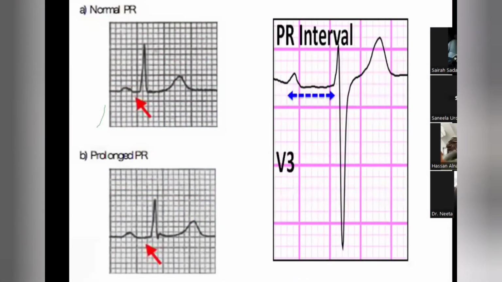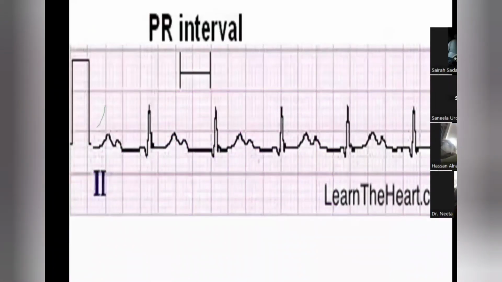This is a normal PR interval in the picture on the top, and in the picture on the bottom, you can see the PR interval is prolonged. As I mentioned, it is more than 5 mm or more than 5 small squares, so you can say the PR interval is prolonged. This is also another ECG, not very good, but at least it's showing a prolonged PR interval.